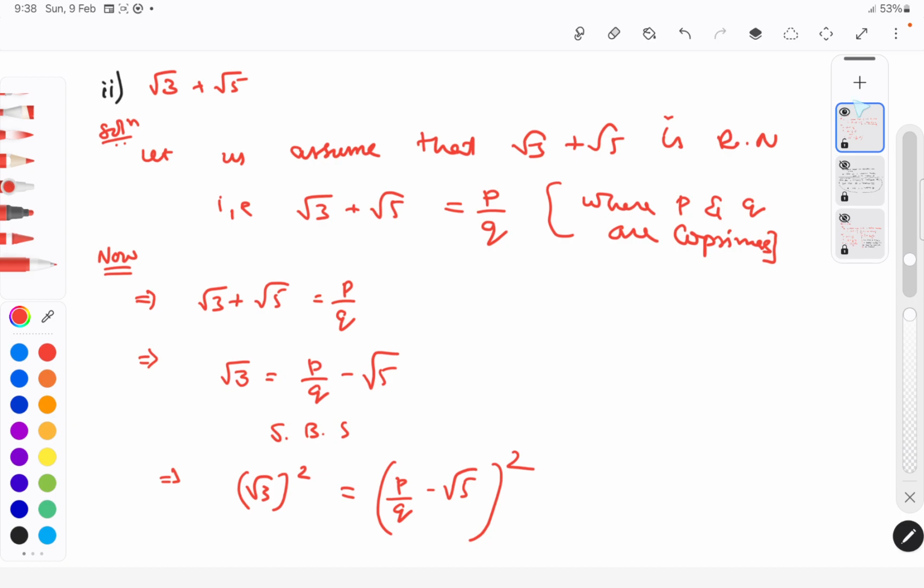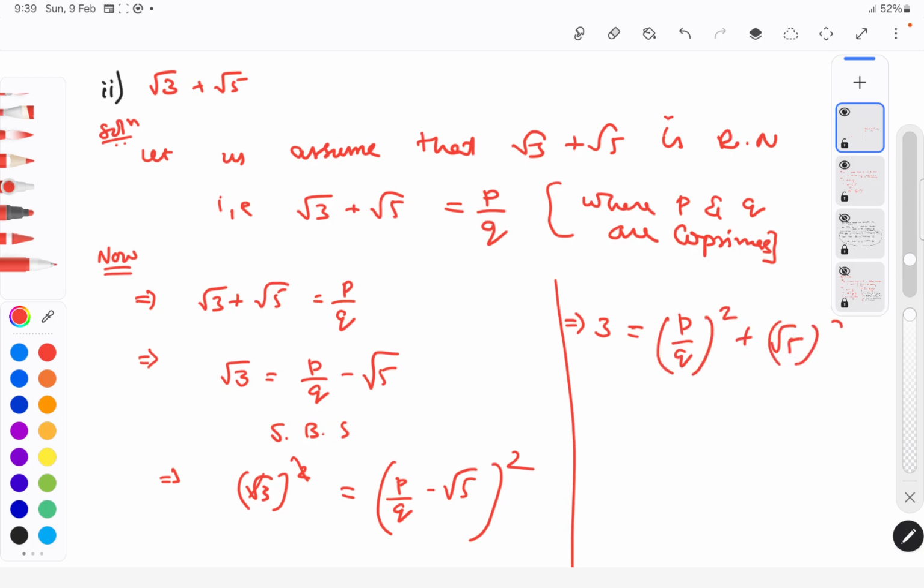Okay. Then root 3 whole square, the square and square root cancel, so its answer will be 3. On the right side we are applying (a minus b) whole square. In the exam you write down the formula. Here I am not writing the formula. (a minus b) whole square will be a square plus b square minus 2ab.